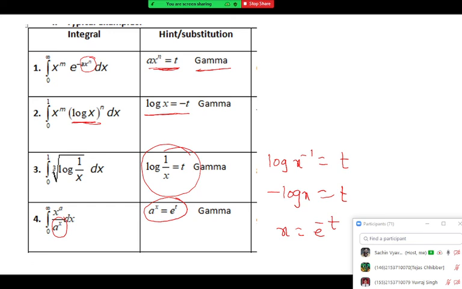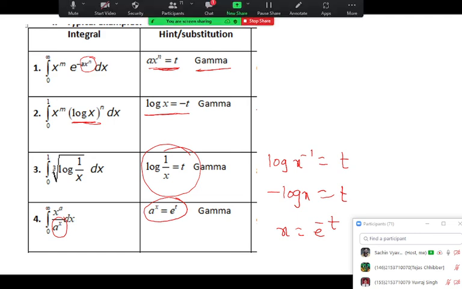Okay, any doubt in the gamma then? No doubt.